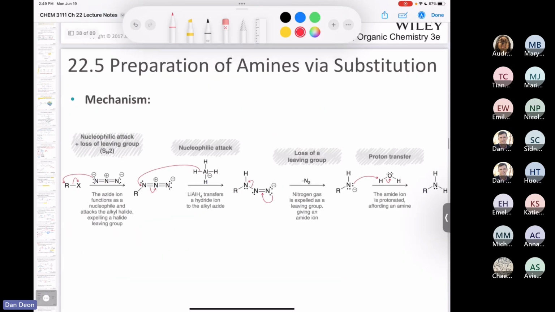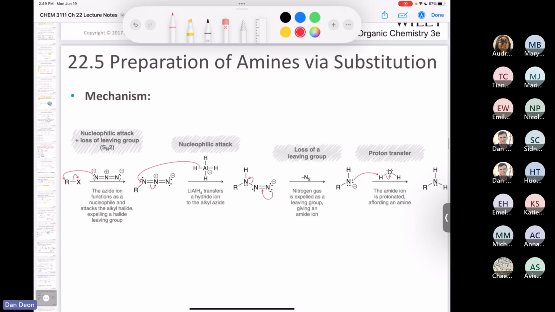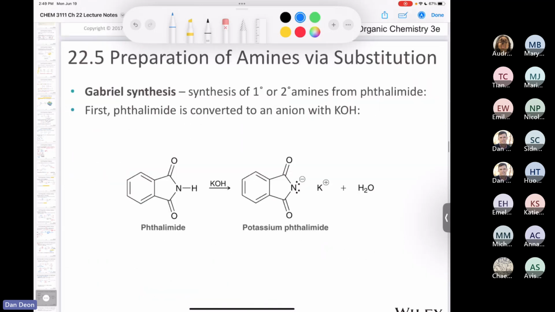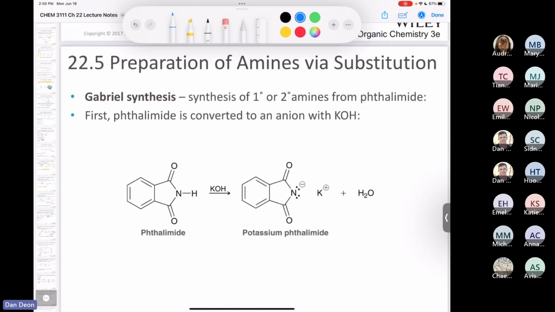All right, so how else would we do it? Well, here's the mechanism of the formation of the amine when you react it with lithium aluminum hydride. So you end up losing nitrogen gas. I'm going to write on here, I will not ask this mechanism, okay? It's not part of the content in ACS, so don't worry about this mechanism really. But you do have to know this new method of making a primary amine called the Gabriel synthesis.